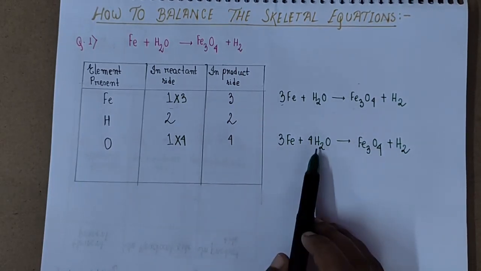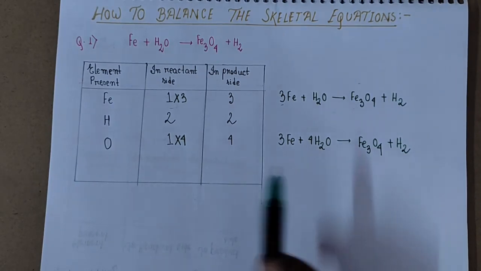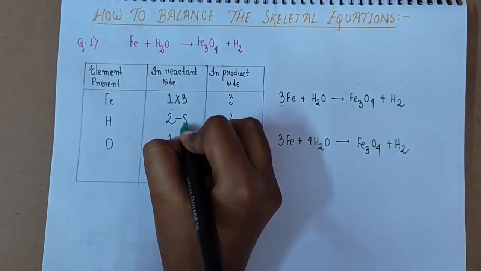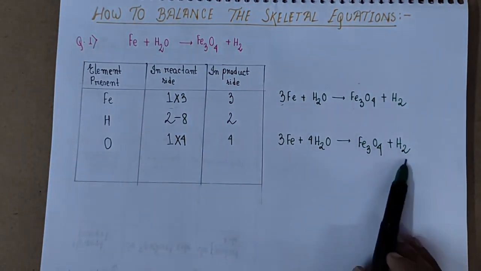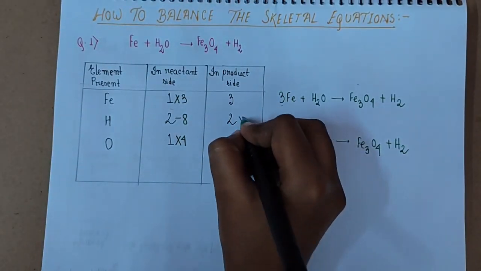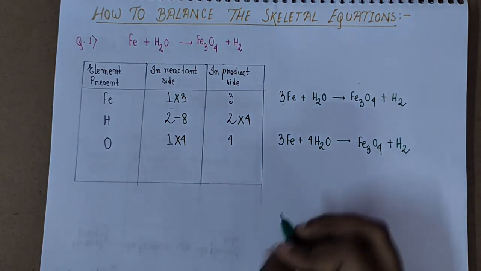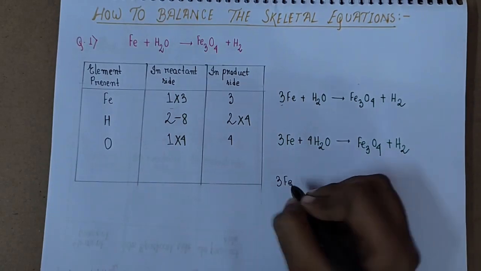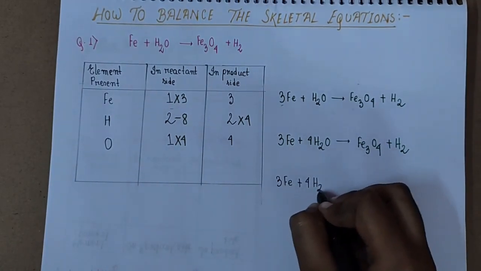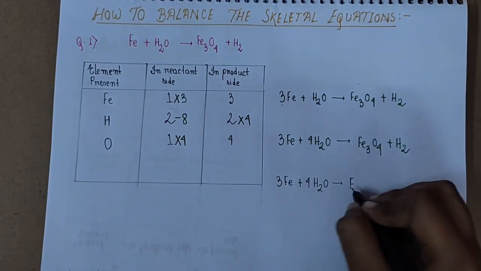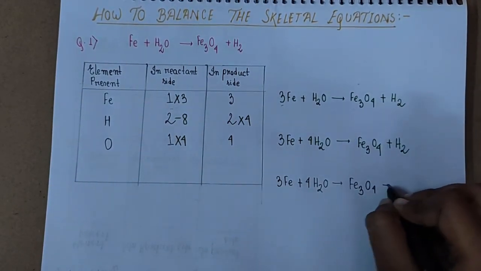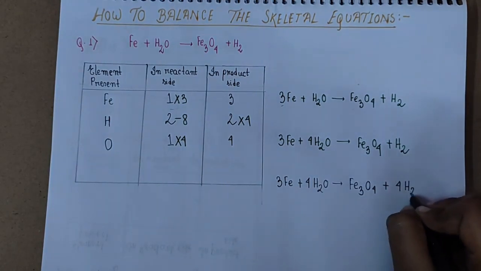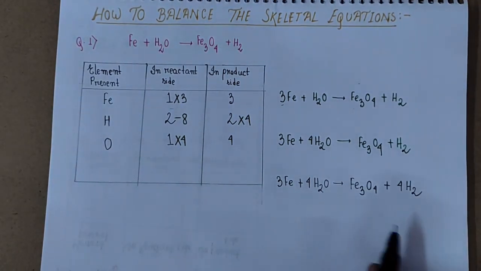Now the number of hydrogen atoms in the reactant side is 8. And in the product side, still it is 2. So how to balance these hydrogen atoms? So just we will multiply the product side hydrogen with 4. So what should we get? We should get 3 Fe plus 4 H2O gives Fe3O4 plus 4 H2. Okay, now you may check the total atom count for all the elements.